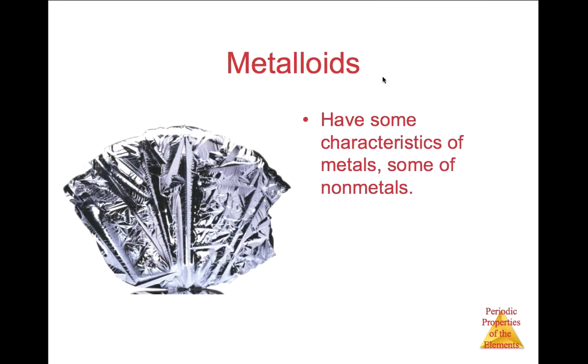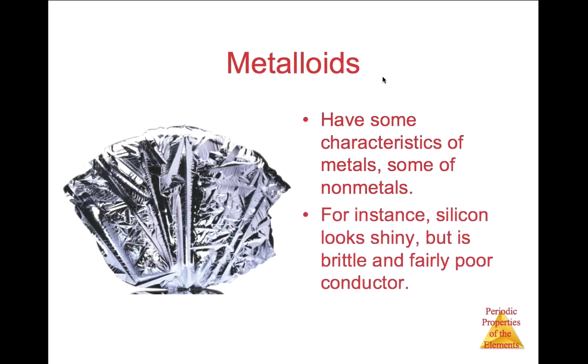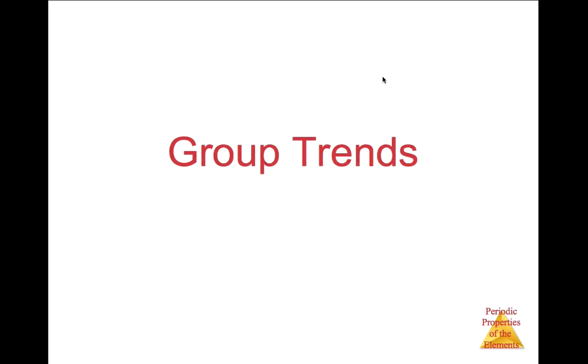Some metalloids have characteristics of metals, some have characteristics of nonmetals. For example, silicon looks shiny, but it's brittle and a fairly poor conductor. They call it a semiconductor. Let's take a look at a few group trends.